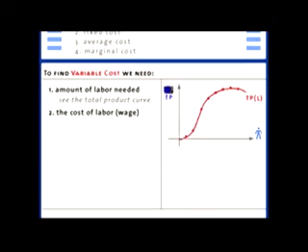Let's suppose, for the sake of our example, that the wage for a television set assembly worker is $1,000 per week. That means every time a firm hires another television assembly worker, they've got to pay that laborer $1,000 per week. Let's now use that information to find the variable cost of producing certain quantities of television sets.